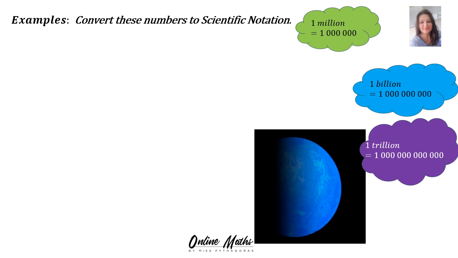Examples. Convert these numbers to scientific notation. Now I just want to show you something, that 1 million in the green cloud there, you write it as a 1 with 6 zeros. 1 billion is a 1 with 9 zeros. And 1 trillion is a 1 with 12 zeros.